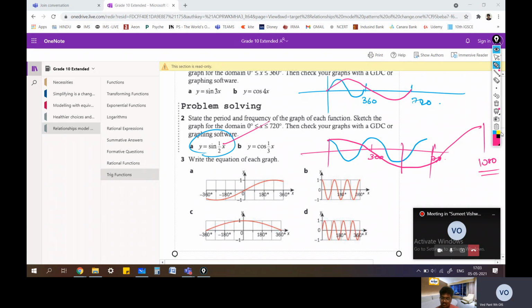So the frequency will be one, and the period will be 720. For this, no. What about this? Yeah, and for that the frequency will be zero, and the period will be 1080. Frequency will be one, no? Why will frequency be zero? Oh, sorry, sorry. Yeah. Frequency is zero because the domain is only up to 720.